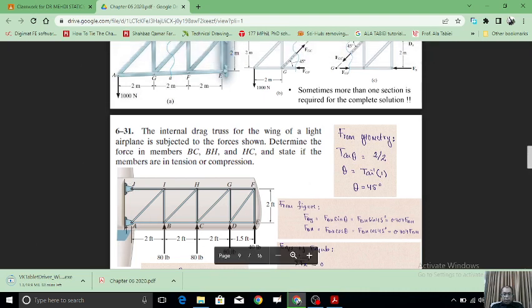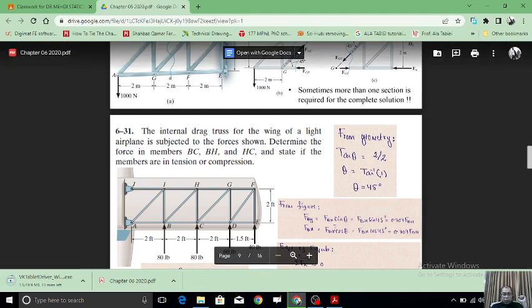One will be the main support, the other will be the roller base support. This is very important, whether it's a pin base support or a roller support. The length from A to B is 2 feet, B to C is again 2 feet, C to D is 2 feet, and D to E is 1.5 feet.